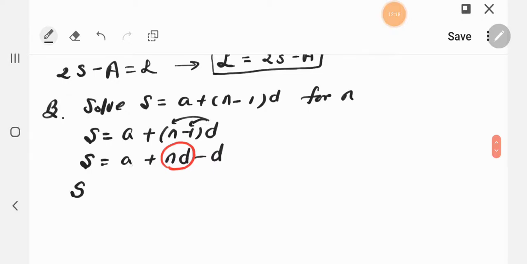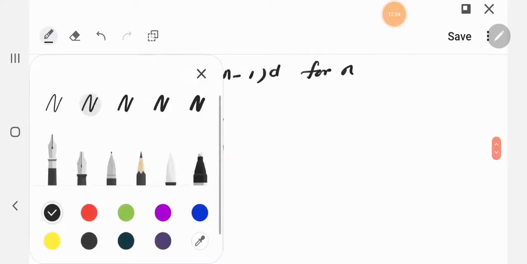So once you move A from the right to the left, change the sign. So it will be minus A. And minus D, this minus D becomes plus D once you move to the other side. All right. Then from this, what do we do next?